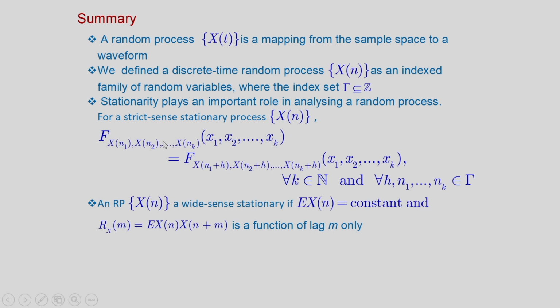So, to relax this condition, we defined a random process x of n as wide sense stationary if E of x of n is constant, and Rx of m, that is the autocorrelation function, which by definition is E of x of n times x of n plus m, is a function of lag m only. So, it does not depend on n; it depends only on the time difference m. Then we call it a WSS random process. We gave one example of a WSS random process.